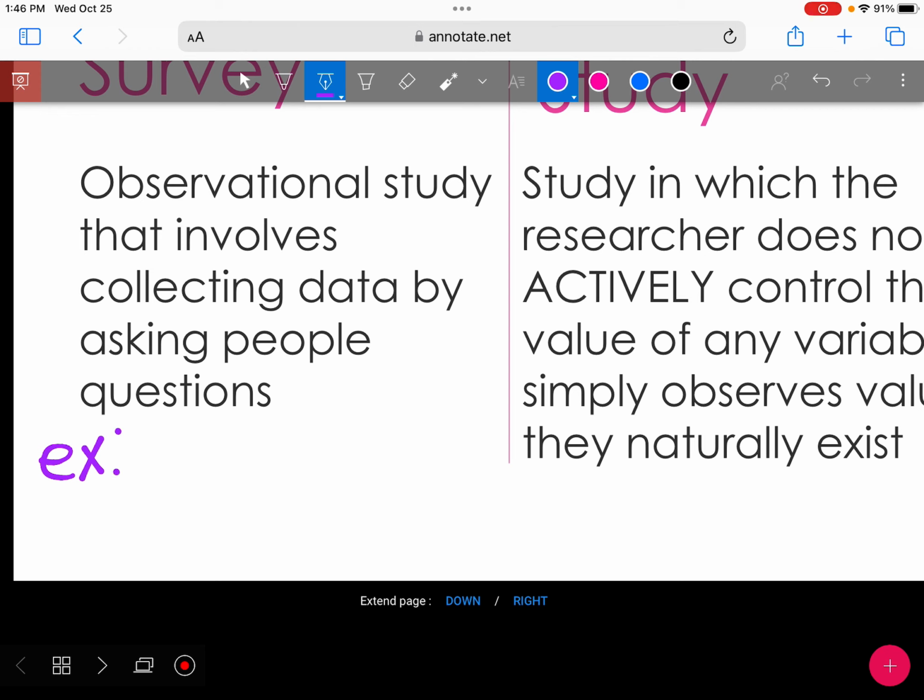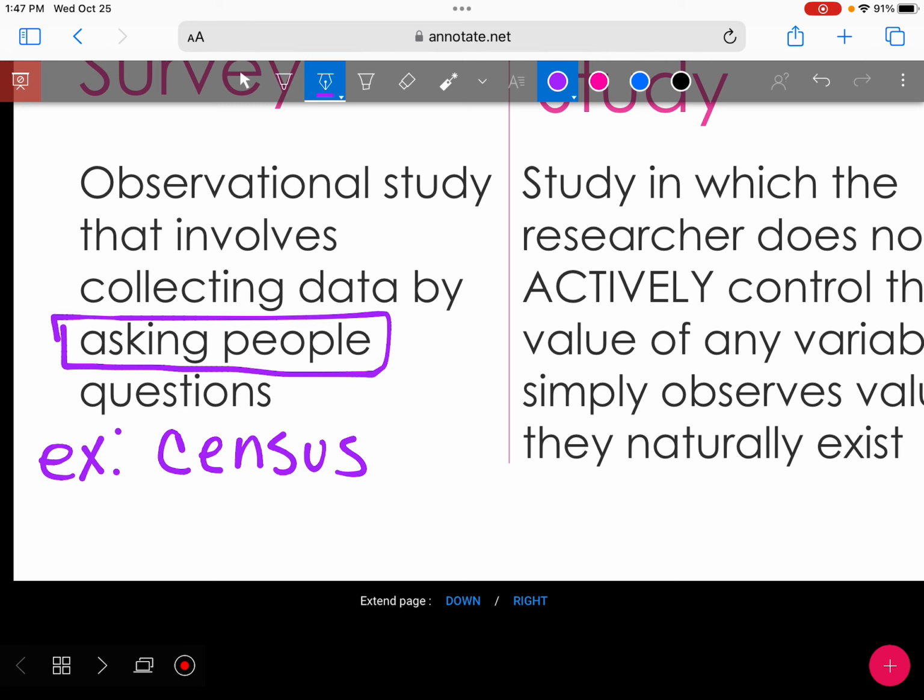So an example of a survey is the census that we did here. We asked questions. The people in the mall with the clipboard right outside the food court, they're taking a survey. It's asked questions. So the big clue on a survey is asking questions.